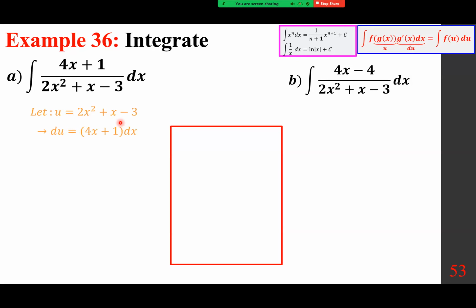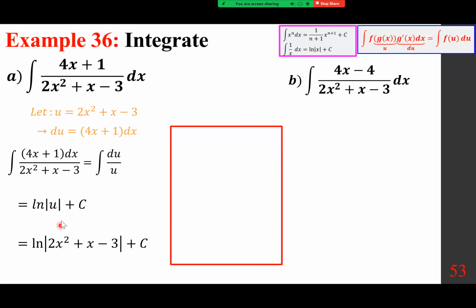So notice, if we put a dx at top, the top is du and the bottom is u. And this, you know it to be a natural log, and of course, a constant. Now replace the u, and we are done. By the way, we have to keep the absolute value because this expression can be positive or negative.